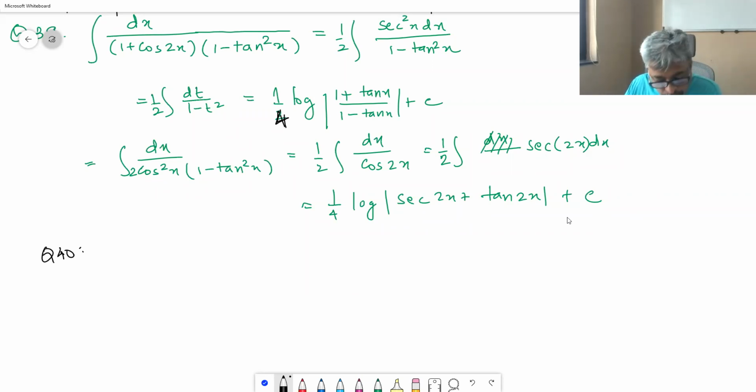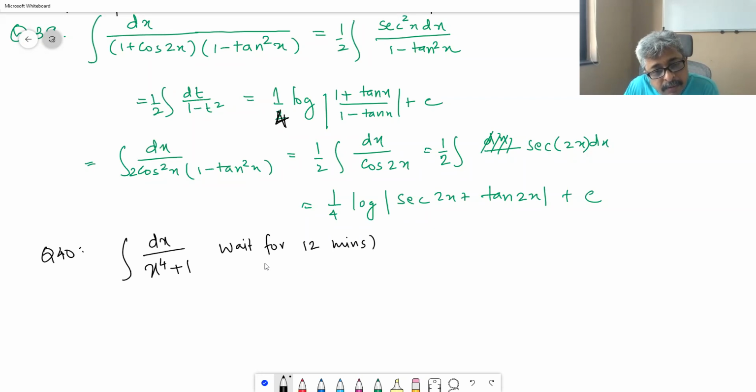Now 40. Now this is a celebrated problem, dx upon x raised to 4 plus 1. I will wait for 12 minutes, and then give you a hint.